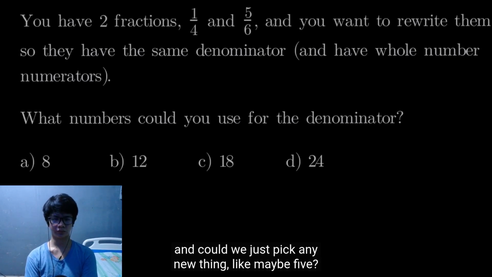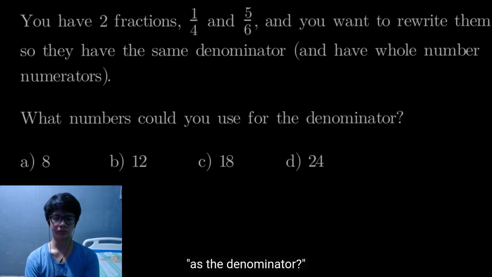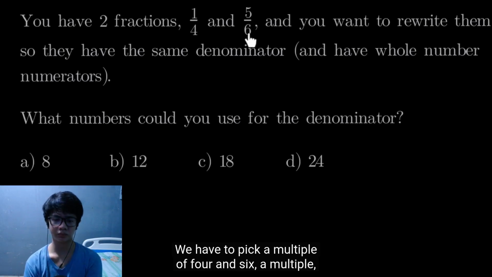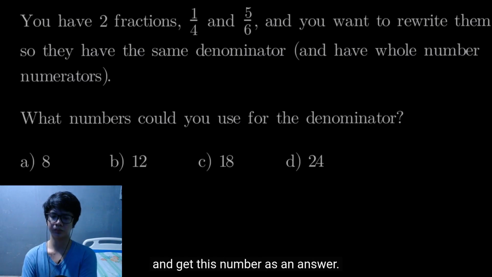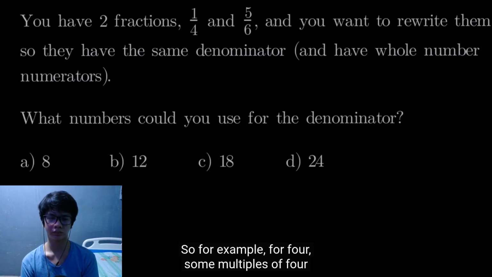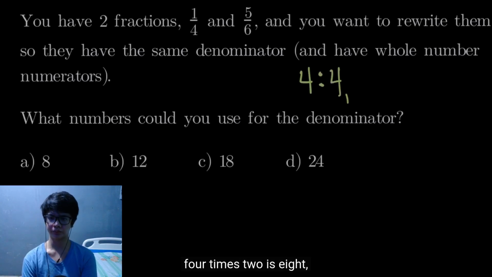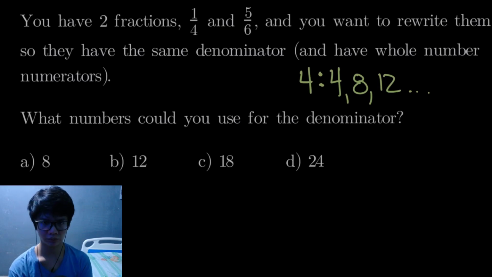And can we just pick any new thing, like maybe 5? Could we say, let's change them both to have 5 as the denominator? The answer is no. We have to pick a multiple of 4 and 6. A multiple, some number that we can multiply 4 and get this number as an answer. So for example, for 4, some multiples of 4 would be 4 times 1 is 4, 4 times 2 is 8, 4 times 3 is 12, and so on. Those are multiples of 4.